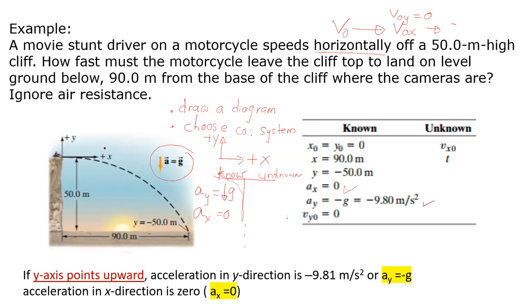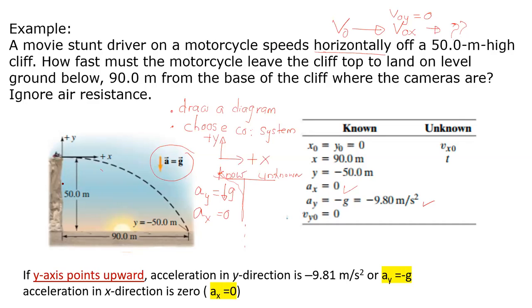Initially he's starting at 50 meters, and how fast must the motorcycle leave the cliff? In other words, it's asking for this v0x. Okay, and some numbers are given. This distance is 90, this distance is 50.